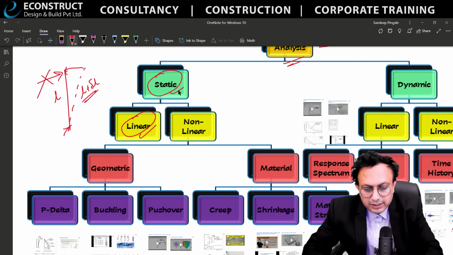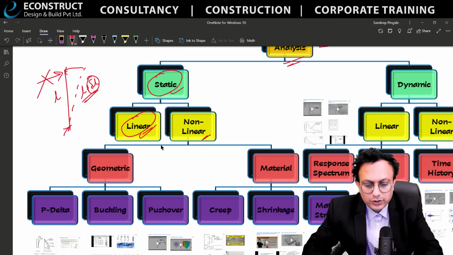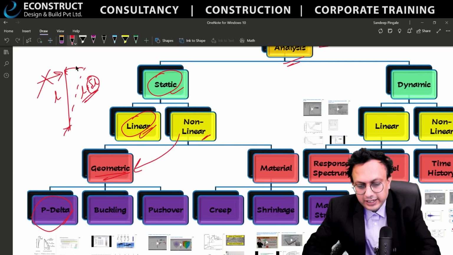So that is necessarily the static and linear behavior. But the moment you are having delta L, it is no more linear, it becomes nonlinear, and it is having a geometric nonlinear behavior and having a delta effect. Why? Because you can take this as delta 1. What is delta 1? It is the deflection between this and this.